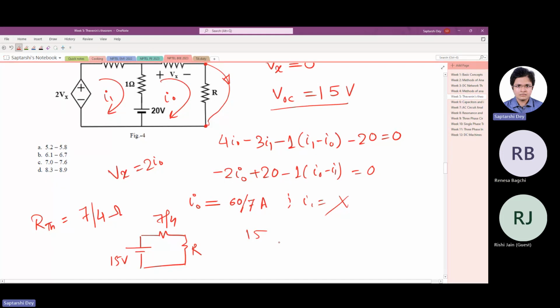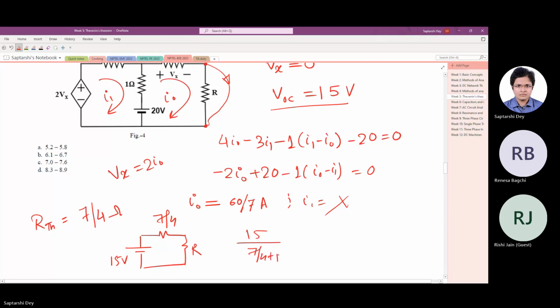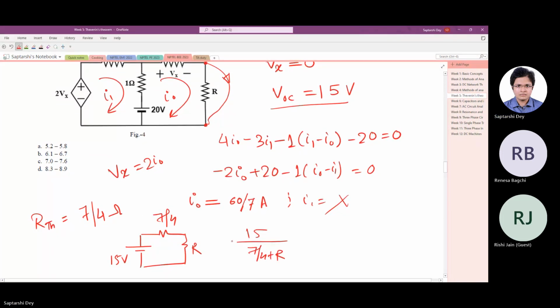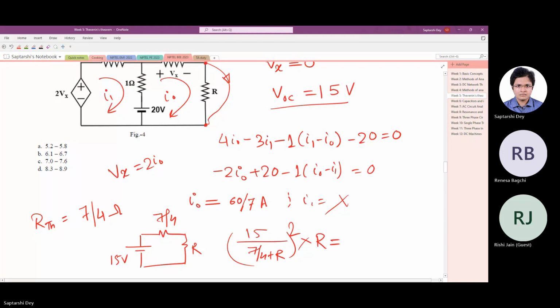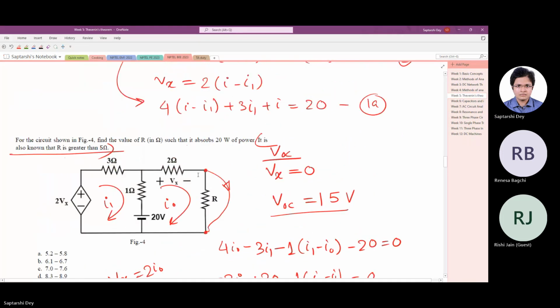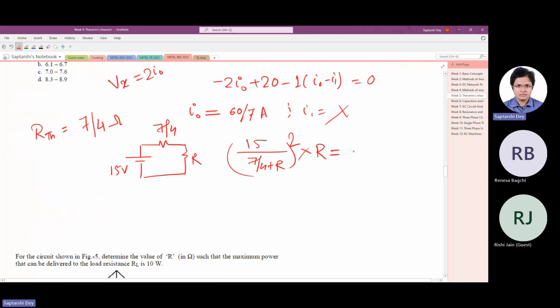Okay. So the amount of current that is flowing is this, right? So this much is flowing through the resistance R, and it is causing a power loss of 20 watt.